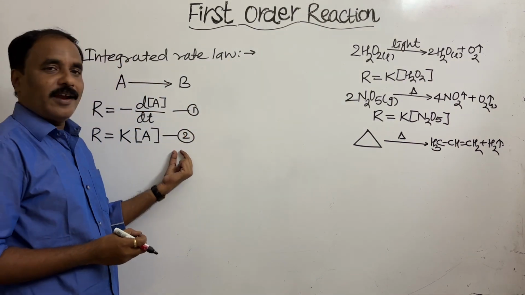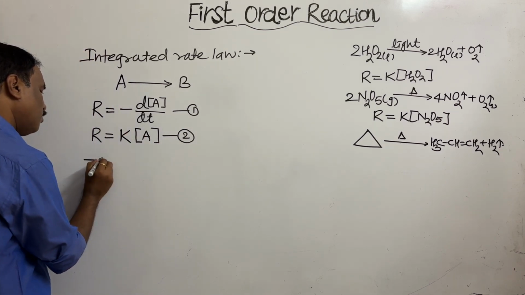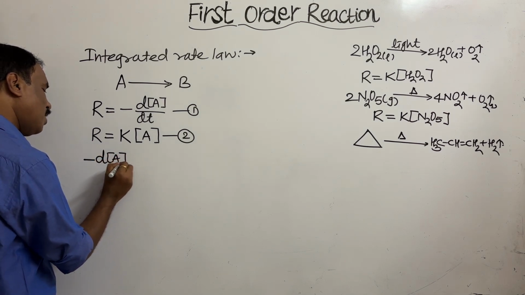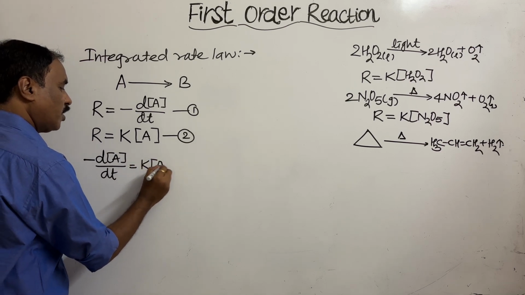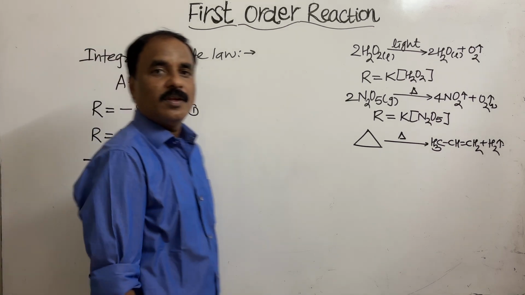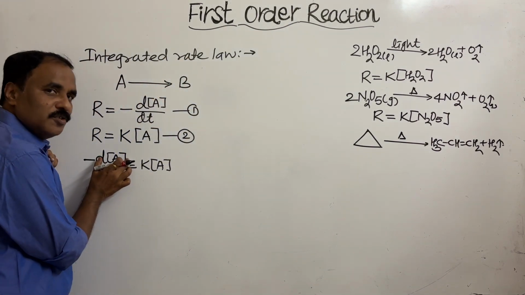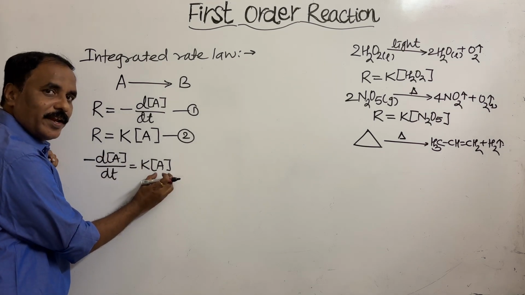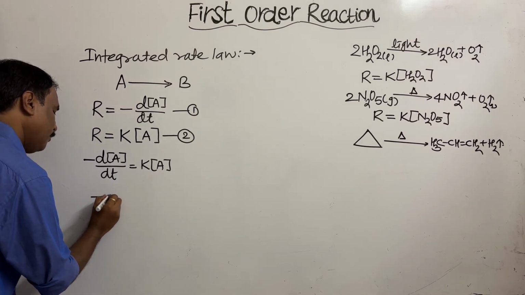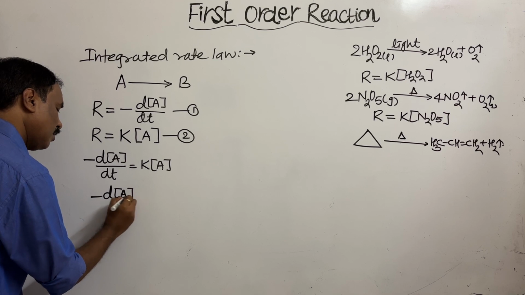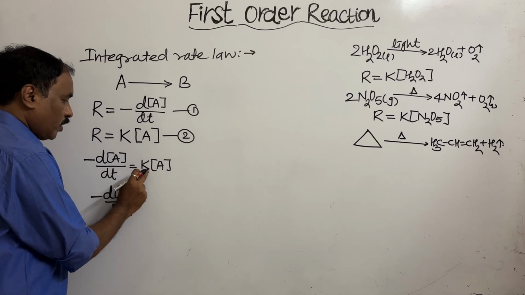Now compare these two equations. इन दोनों को कंपेयर करना है. Left hand side same है, so we can write minus dA by dt is equal to K into concentration of A. I will take concentration terms to one side. ये dA change in concentration है, यहाँ पर ये concentration of reacting molecule. In the same equation we can write dA upon A is equal to K into dt.